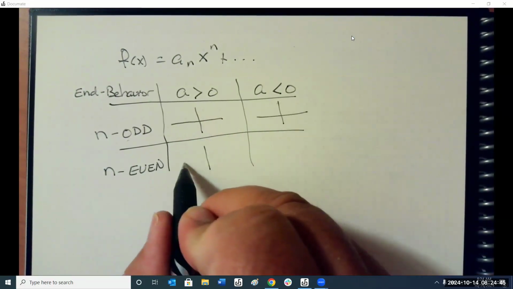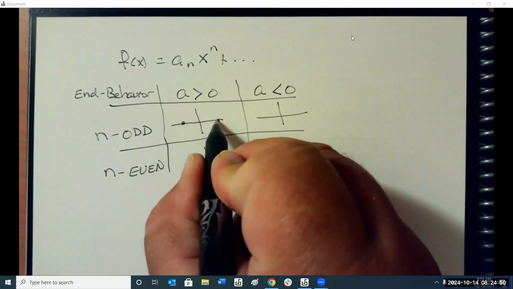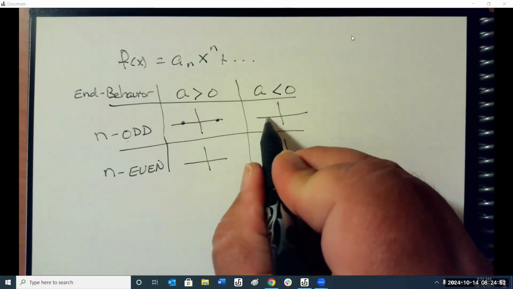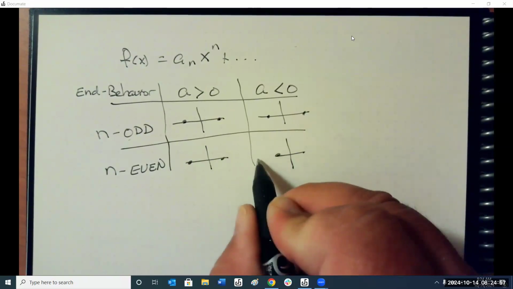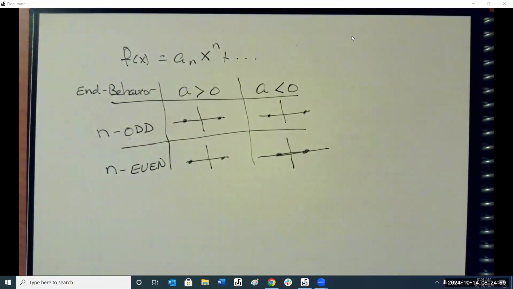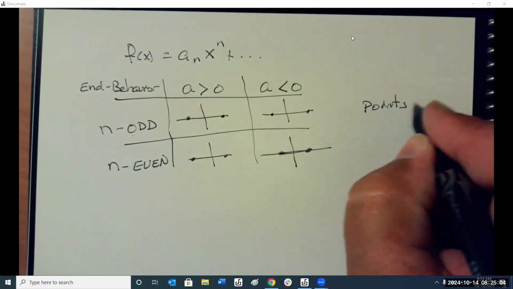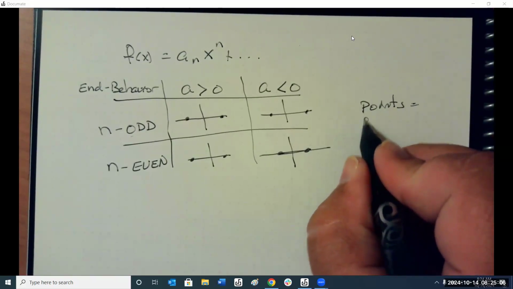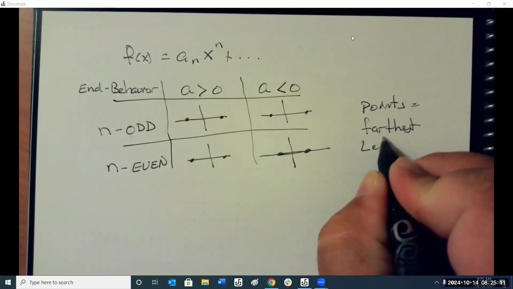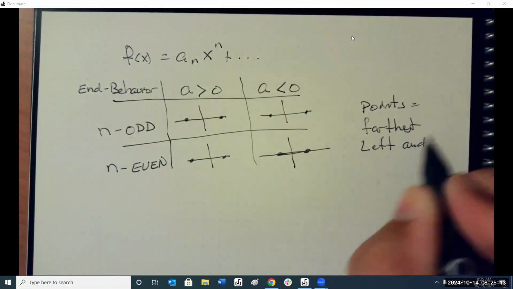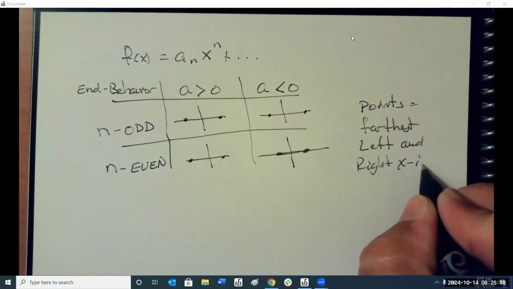So all we're looking at is, now what these points represent are the farthest left and farthest right x-intercepts.